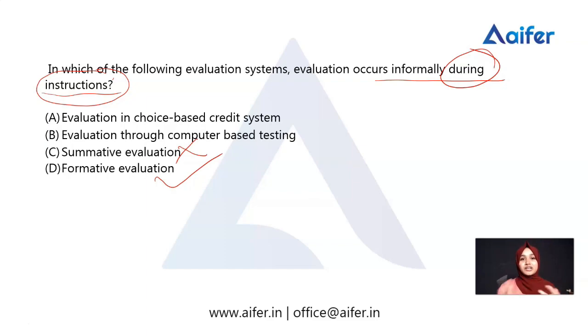Don't get confused when you see evaluation in choice-based credit system and evaluation through computer-based testing. These are not evaluation methods actually. These are the systems which include different kinds of evaluation techniques like formative, summative, criterion, and norm reference testing. Those are not by themselves an evaluation technique.